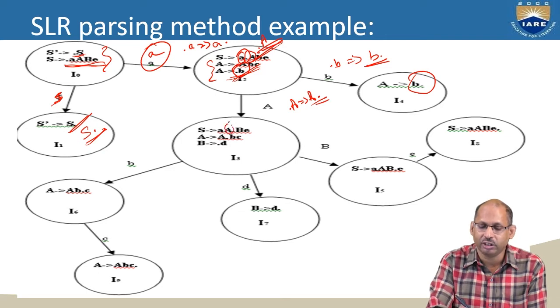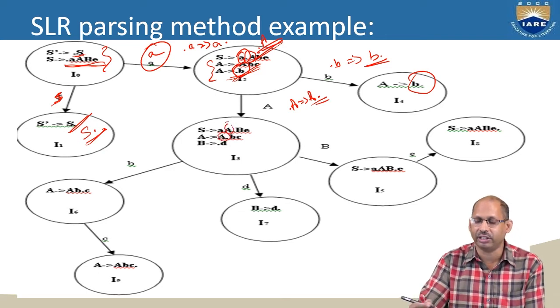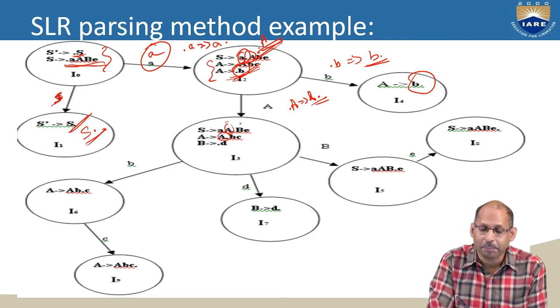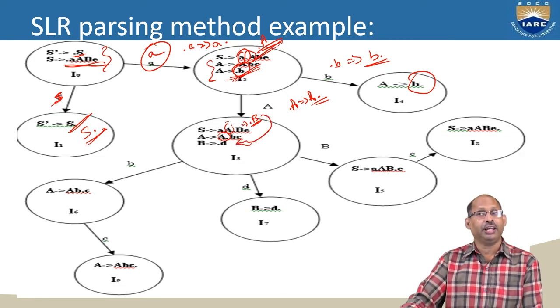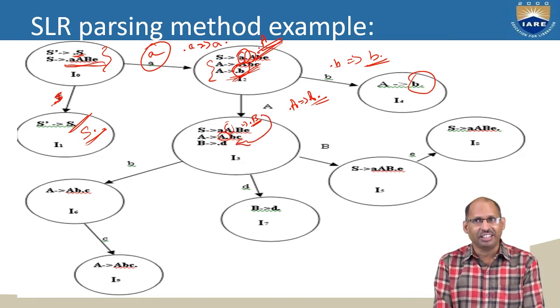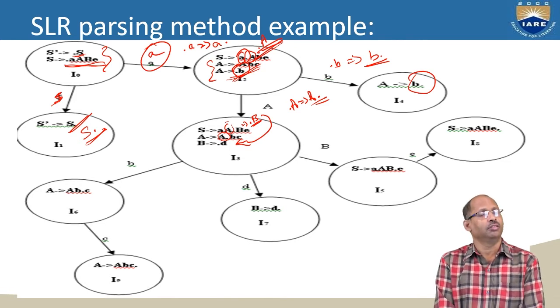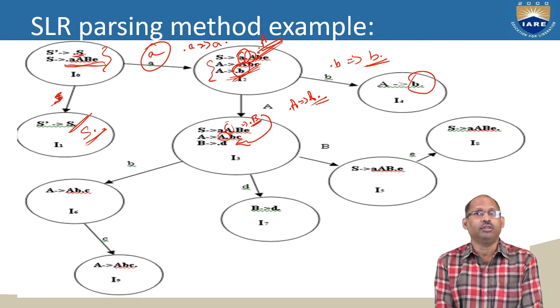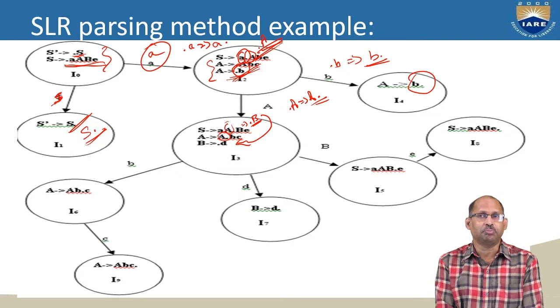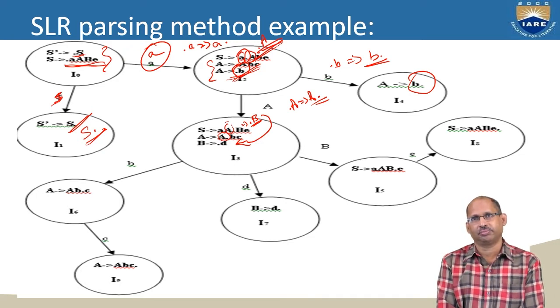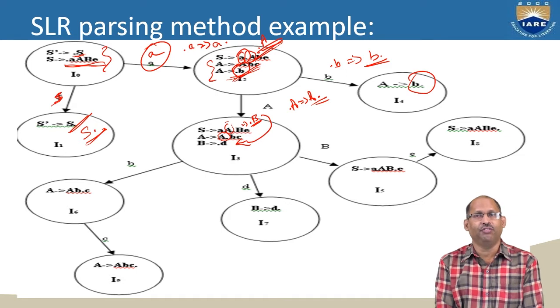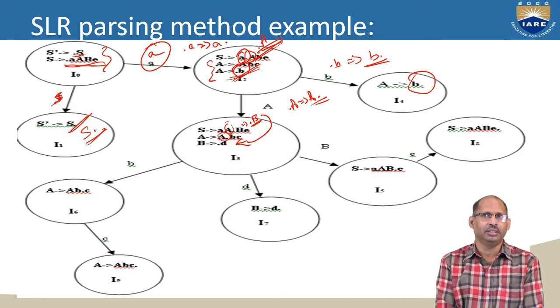Here it is A dot, but what is happening? It's resulting in dot B. Add B production. If dot is followed by a non-terminal, add the non-terminal productions. If dot is followed by a terminal, simply stop.